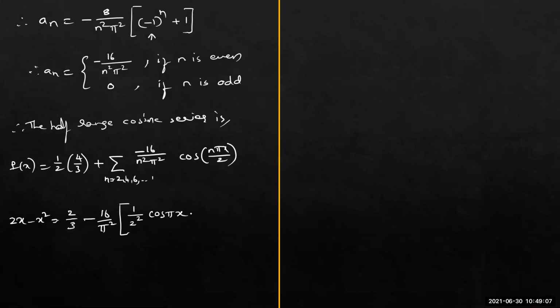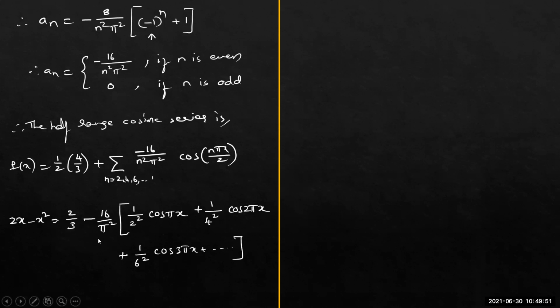Then plus, if you take n equals the next even number 4, we'll get 1 by 4 square into, see here, 4 by 2, cos 2 pi x. Next, plus, I'm taking n equals 6. So we'll get 1 by 6 square into cos 3 pi x, since 6 by 2 becomes 3, and so on. We'll get terms like this. Probably you can expect the next term: 1 by 8 square into cos 4 pi x. Right? So this is what you have, the half range cosine series.